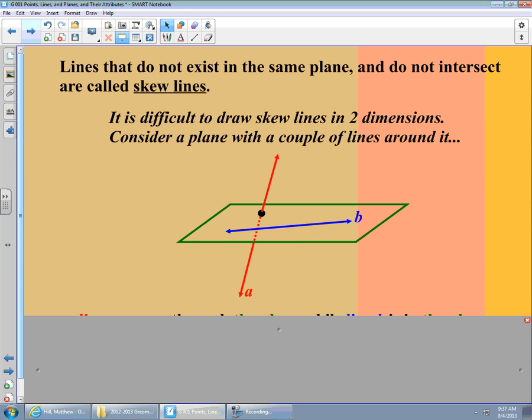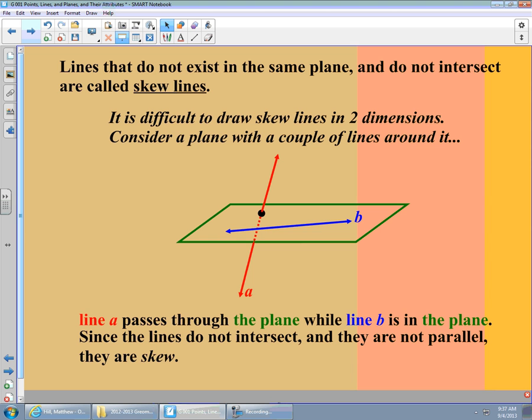Okay, so these are an example of skew lines. They do not touch, and they are clearly not parallel. That makes them skew. Okay, so line A passes through the plane while line B is in the plane. Since the lines do not intersect and they are not parallel, then they are skew.